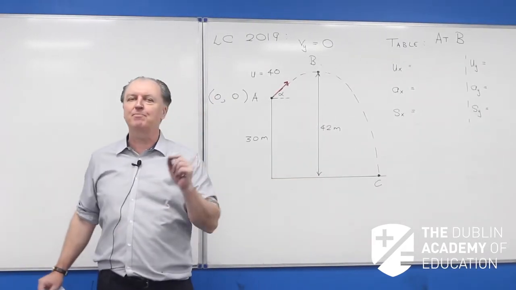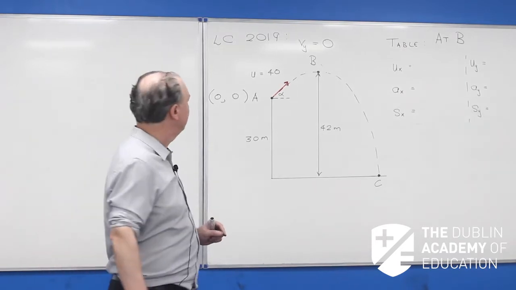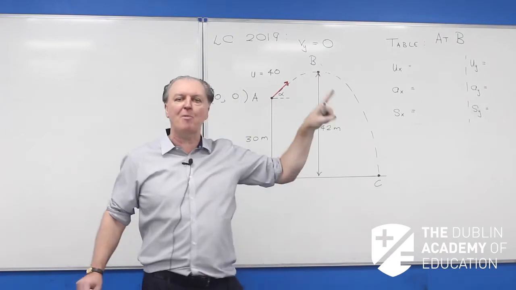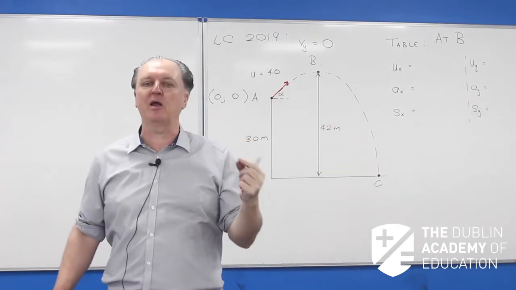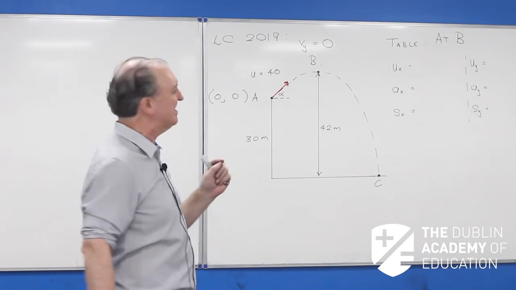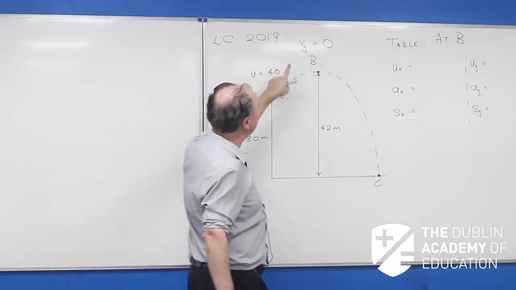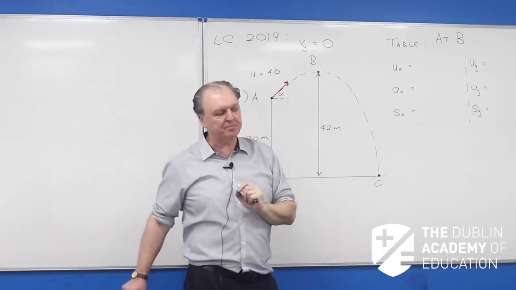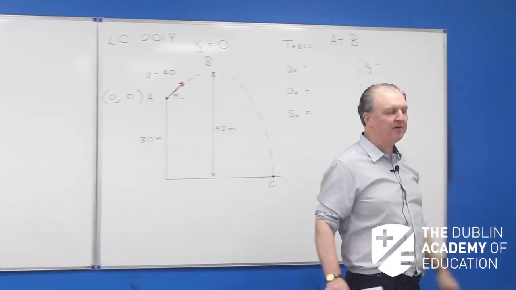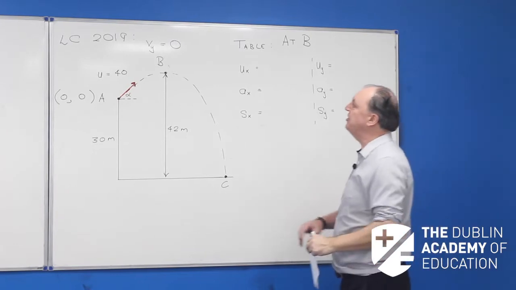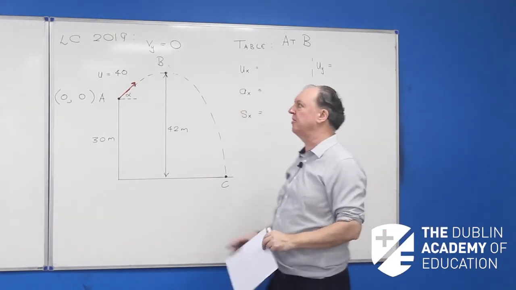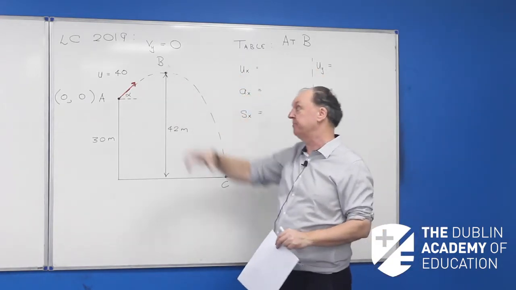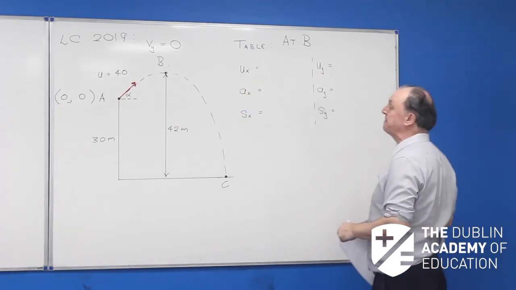That gives me a very important piece of information. That means if it's at its maximum height, it's no longer going up or down. That means its velocity in the y direction is equal to 0. So I've written down there Vy is equal to 0. Then it continues on and lands at C. So I'm going to put a table together. And because I have that really important information that Vy is equal to 0, I'm going to do my table for when it arrives at B.